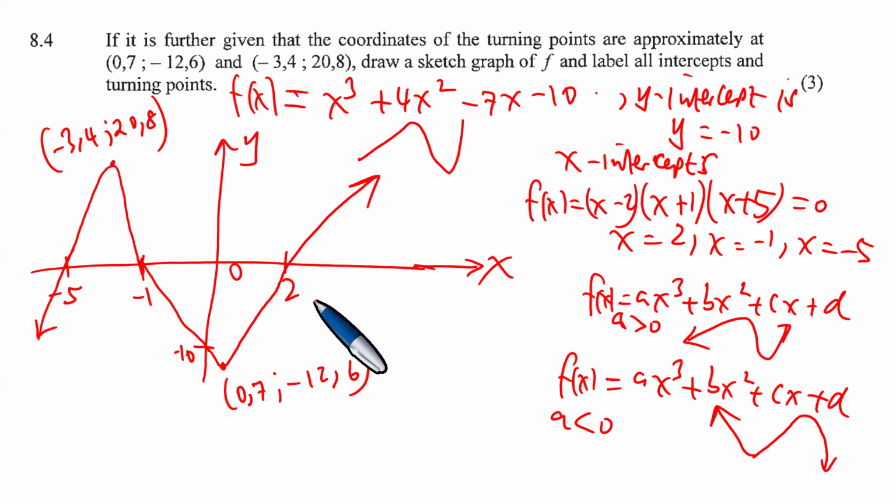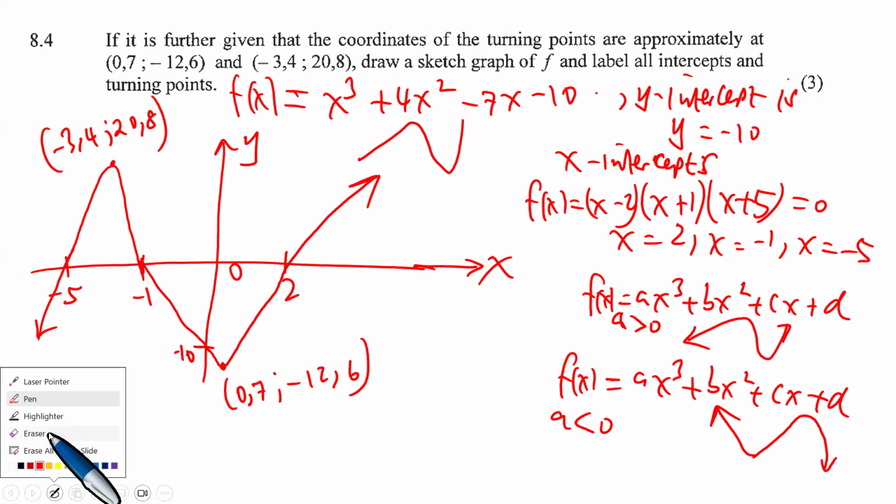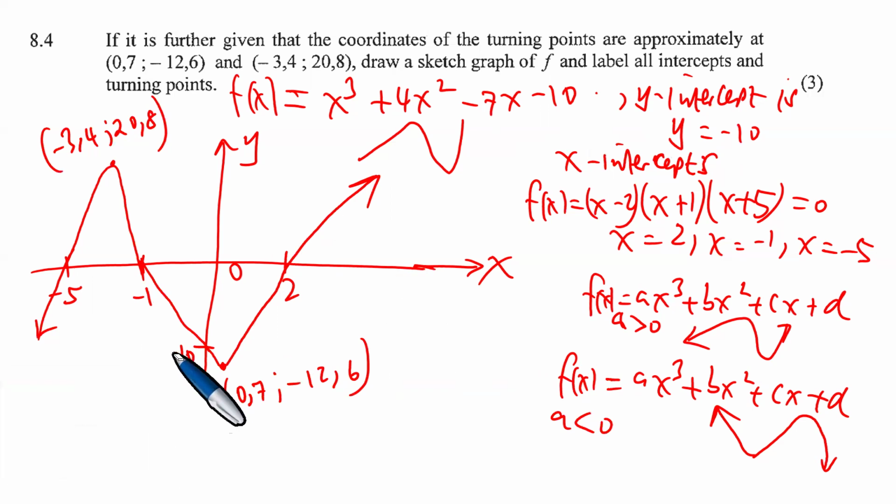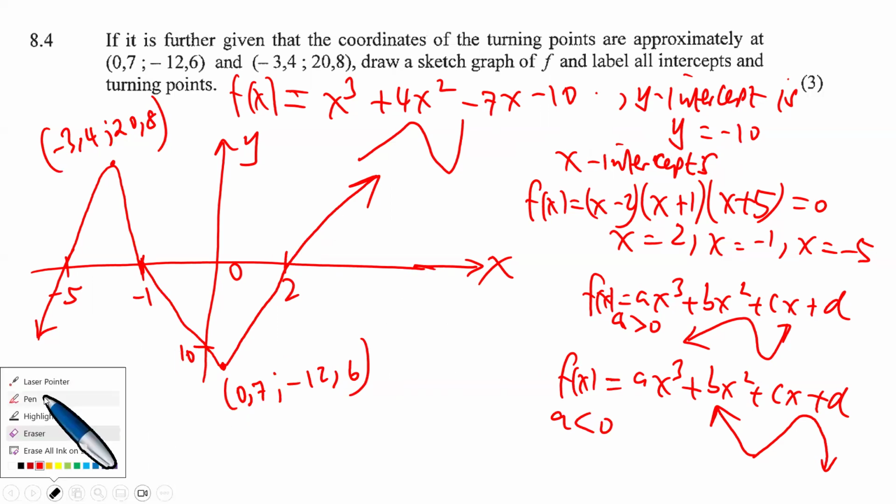This is exactly the shape we most certainly have, and we'd have this rough shape. This shape is the desired shape for this question, because it asks us to sketch a graph of f and label all intercepts and turning points. And we've labeled all intercepts, like here, the x-intercepts, the three of them, and the y-intercept, and the turning points.